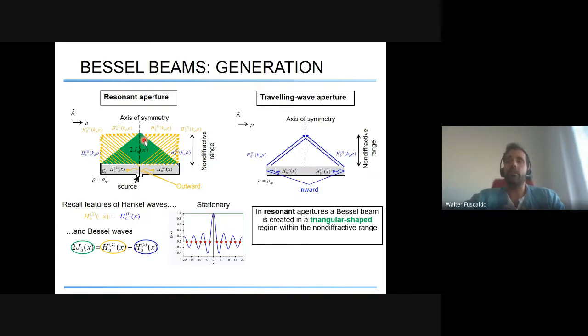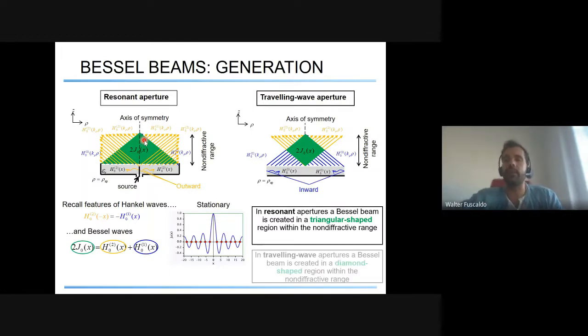We will see that after the caustic is crossed, the inward wave, again, turns into an outward wave in the other region, and as a consequence, it defines a diamond-shaped region where the two kinds of rays constructively interfere with each other and create a stationary Bessel-like solution. So these are basically the two main mechanisms to get a Bessel beam from a planar device: resonant devices and traveling wave aperture devices.